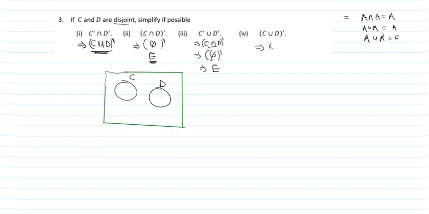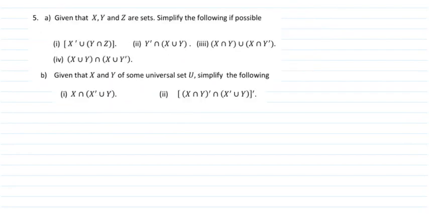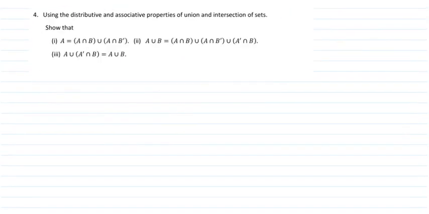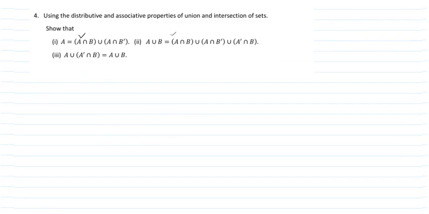In fact, I wasn't supposed to solve everything, but I'll try. Even here, I'll say, using the distributive and associative properties of union and intersections, show that. So I can solve this one, then you try to solve this. Or I can solve this and this. Let me start with number one.